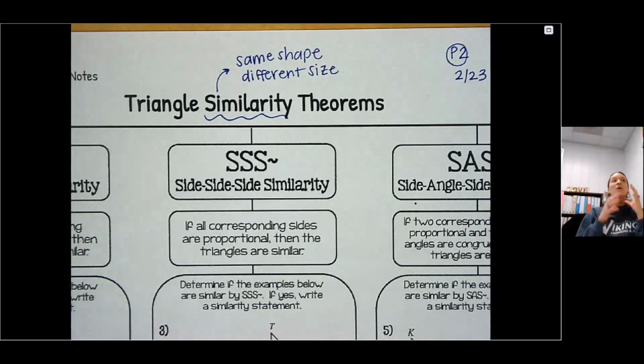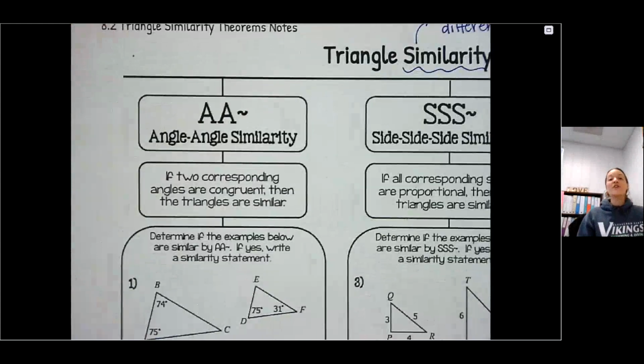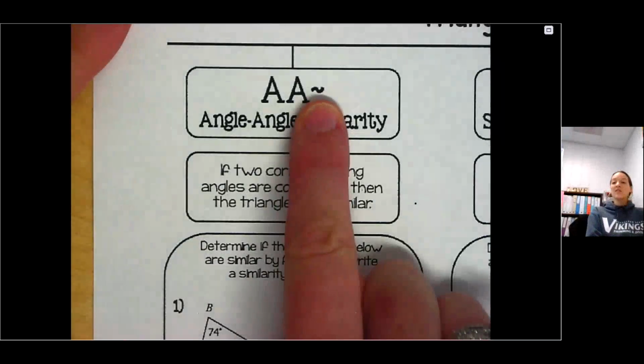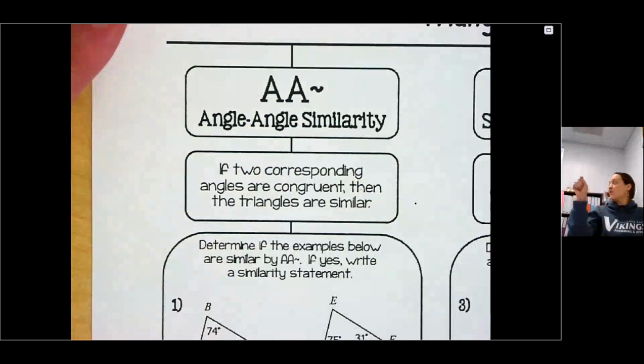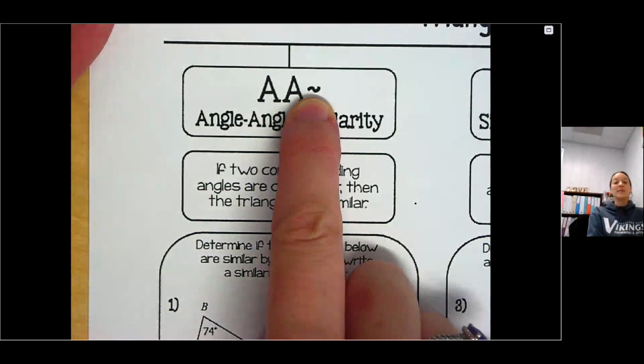So similar just means one of them has been enlarged or shrunken, right? Made bigger or made smaller. There are 3 different theorems that you're allowed to use to prove that triangles are similar. And you have already seen some of these before when we talked about congruent triangles. The first one is called angle-angle similarity. Note there's the little squiggly line afterwards. This means similar. You must put the little squiggly line to show that it means similar.